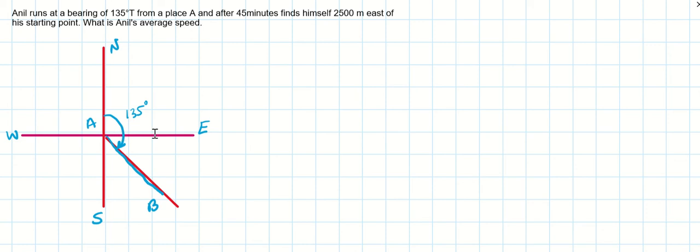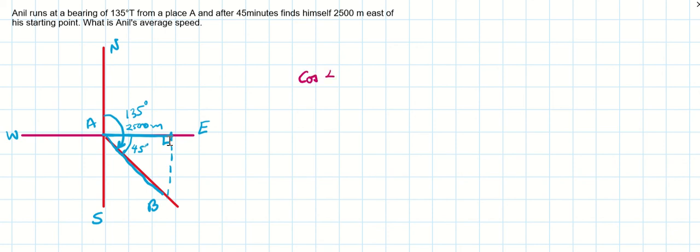So you go along the east, and if you drop a perpendicular from B, this distance is 2500 meters. Therefore this angle will work out to be obviously 45 degrees because 135 minus 90, that's 45. So this is actually what he has run. So when he runs this much, he finds himself 2500 meters from the starting point in the east direction.